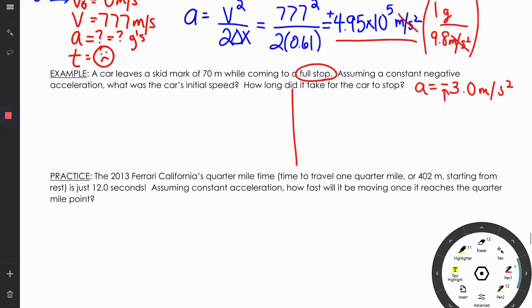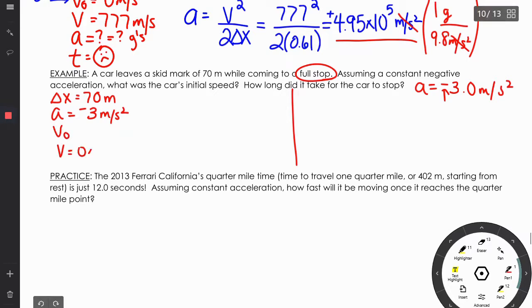So for the first part, we have how far it took to stop, which was 70 meters. We also have the acceleration, which is negative 3 meters per second squared. Again, I had to write that one in, that's why I put it over here to the side. We know the final velocity is 0 meters per second, and we're looking for the initial velocity. And our frowning face, the one that we don't have and don't worry about, is the time.